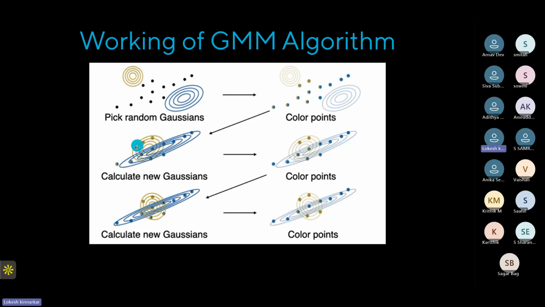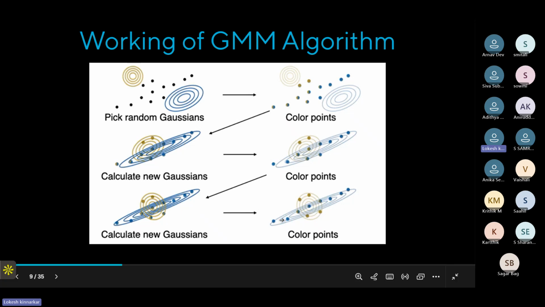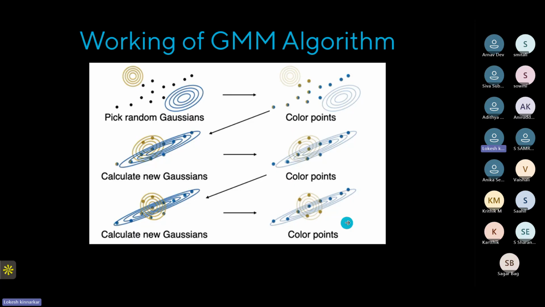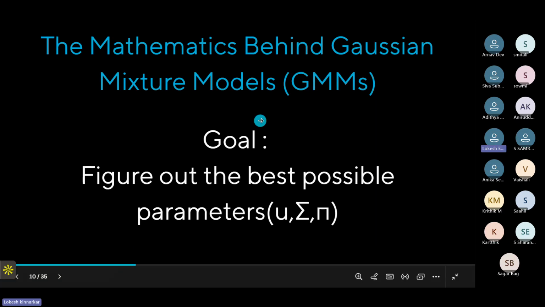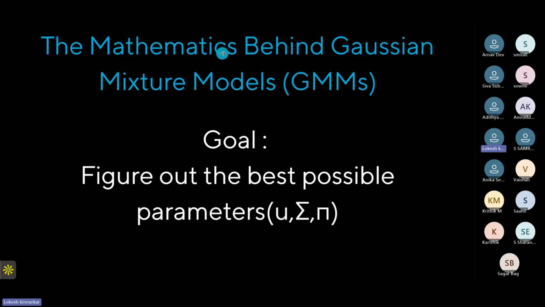Then once you calculate these Gaussians, you have to color the points according to the new Gaussians, because the location of the Gaussians has changed. So the probability assignment of the points will also change. You color these points, then you iteratively run this algorithm until there is no shift in the Gaussians, or you can say there is no significant change in the mean and the covariance. Okay. So if there is any doubt in the algorithm before, then please ask.